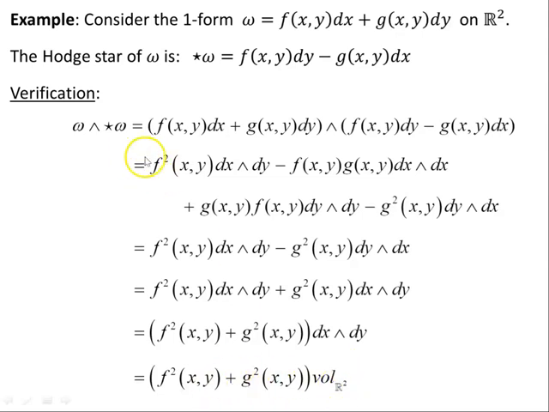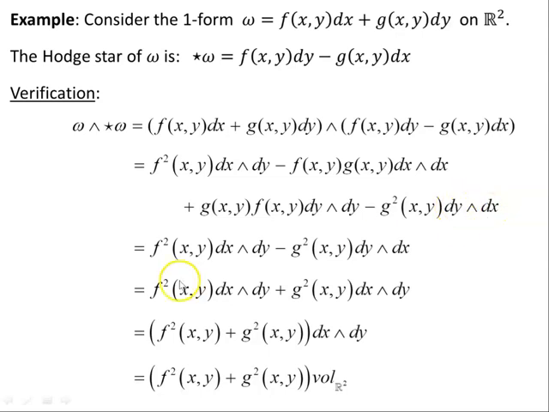Okay, so let's do omega, wedge it with its Hodge star, expand it out. So f of xy dx wedged with f of xy dy, we get f times f is f squared of dx wedge dy, minus this wedged with this, hence a minus, so we get f times g, dx wedge dx, well, that's going to be 0. Plus then this one wedged with this one, so g times f dy wedge dy, well, that's going to be 0. And then this one plus g of xy dy wedged with minus g of xy dx.